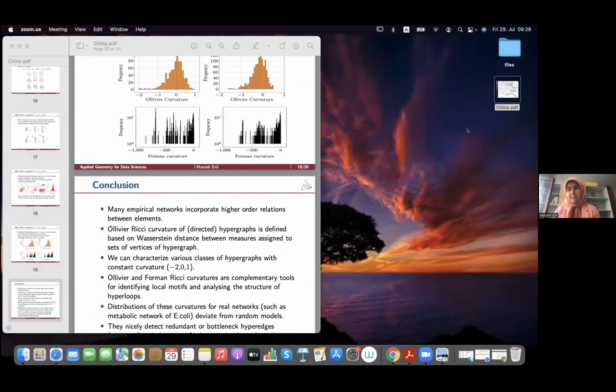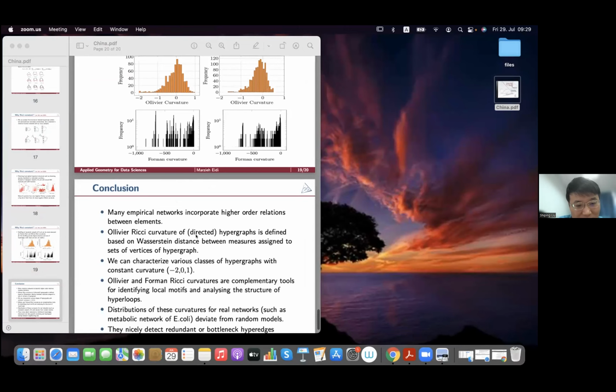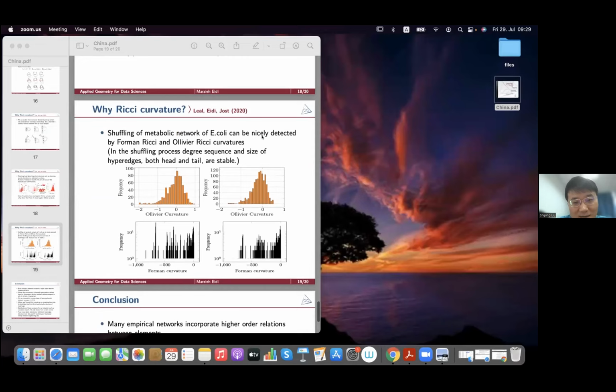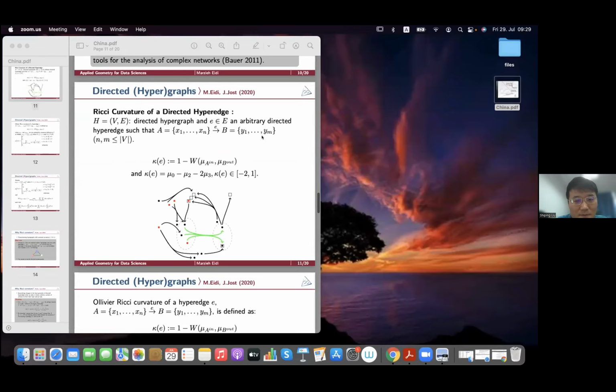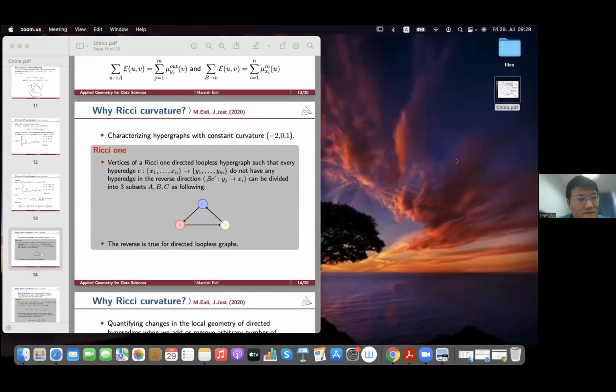May I ask a question? Please. Sure. You said you can classify those hypergraphs with Ollivier-Ricci curvature zero. So how big is this class? Because we know that for undirected graphs, there is some classification for graphs with large girth.